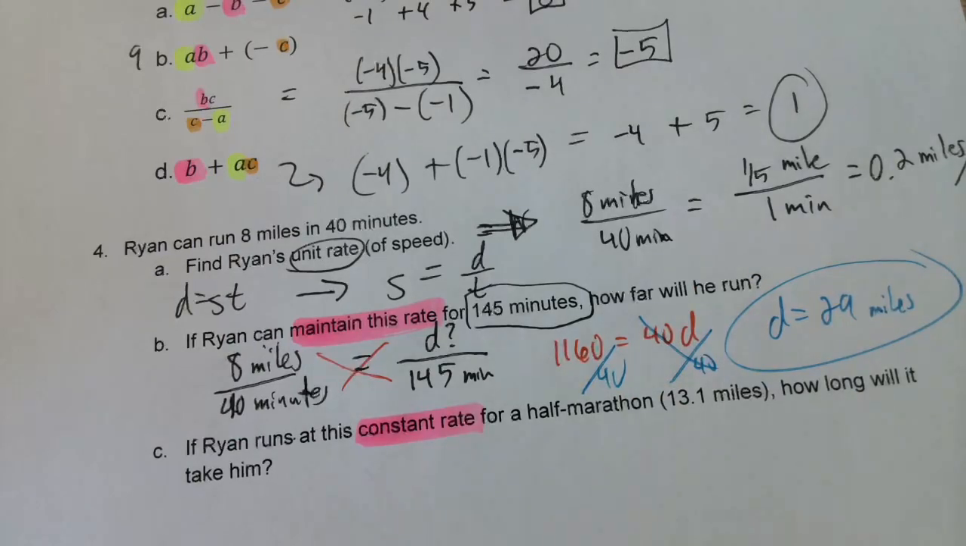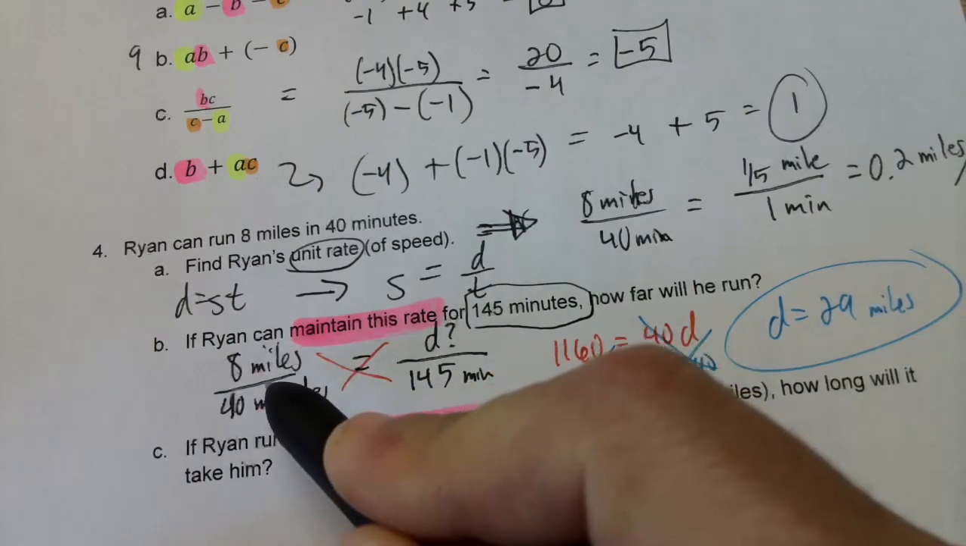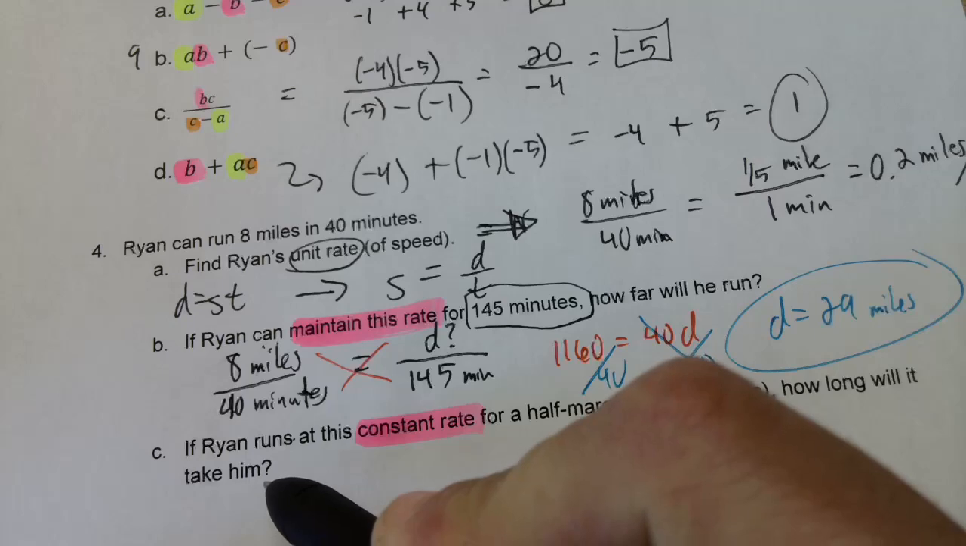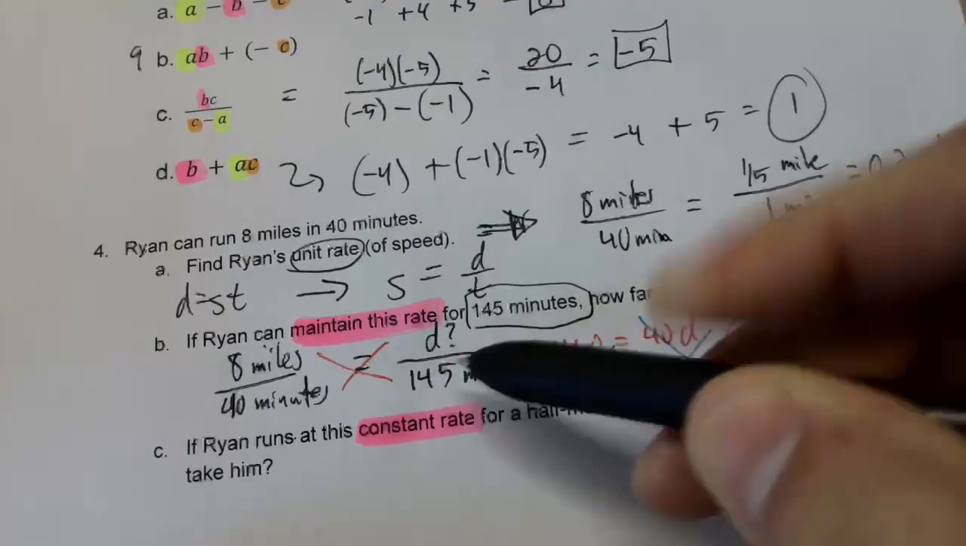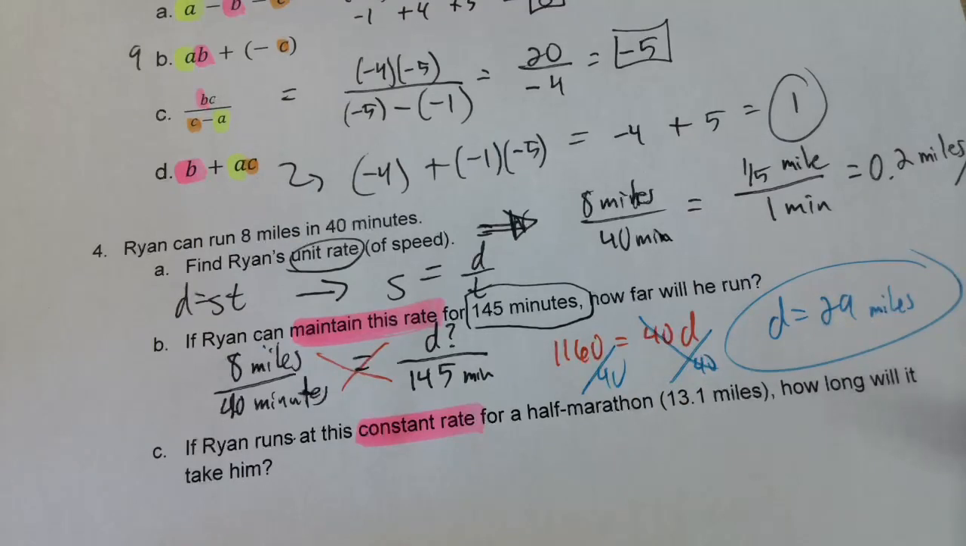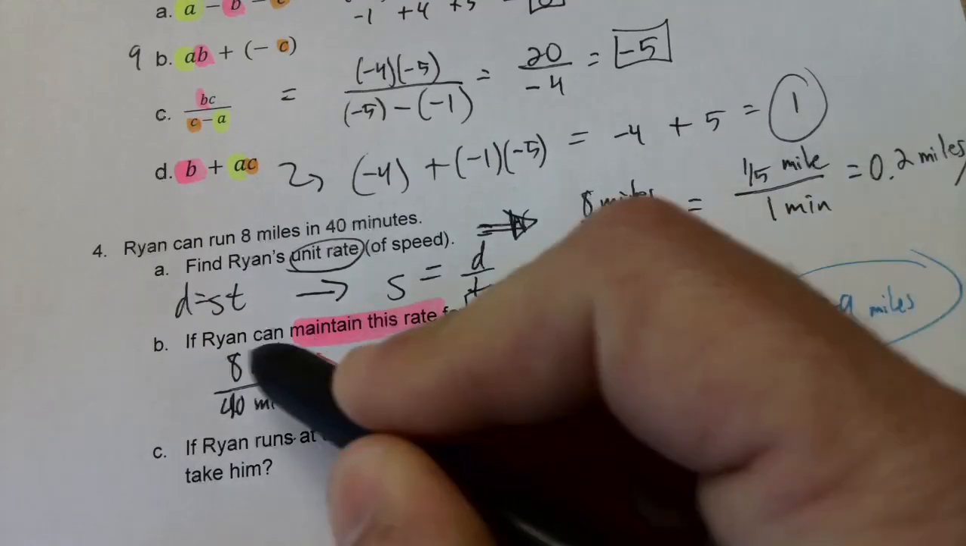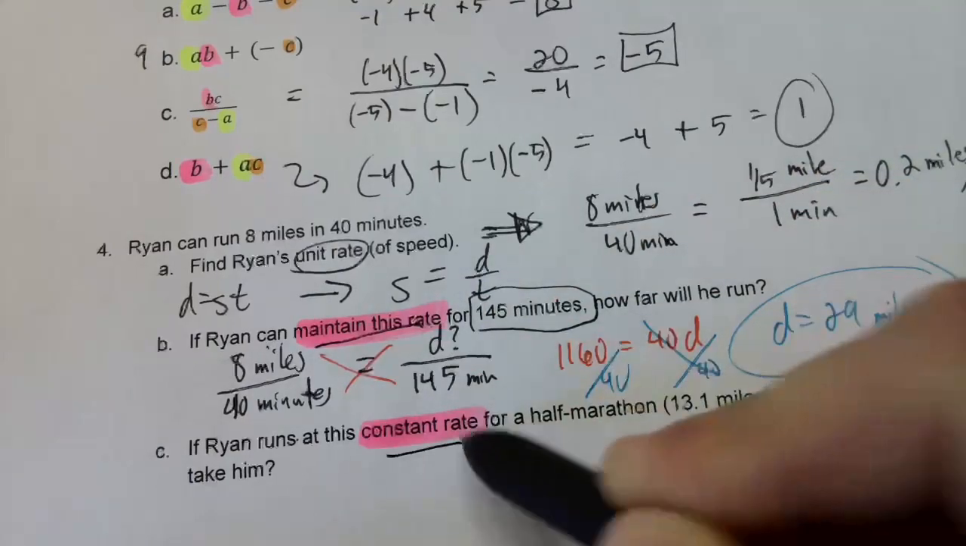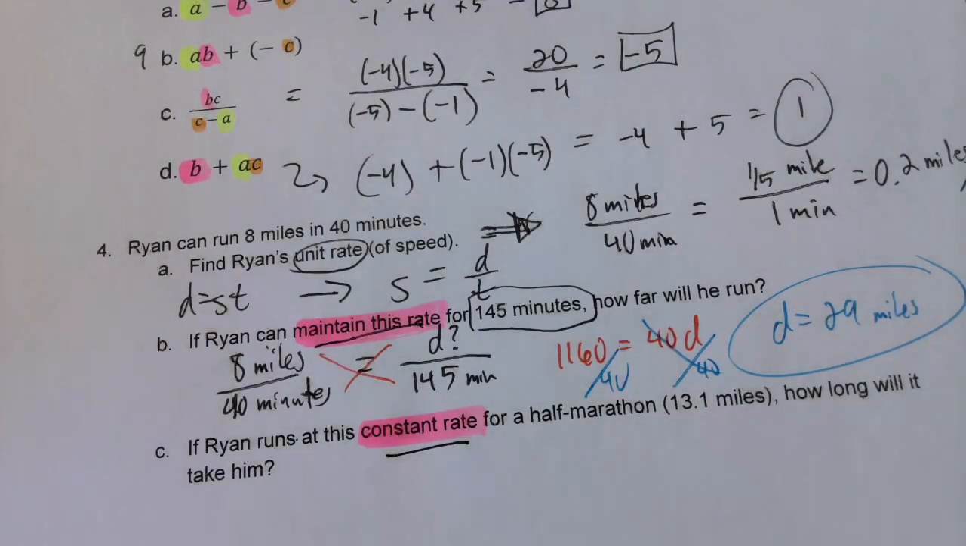Okay? Now think about that. This speed, because that's what miles over minutes is equal to, this speed. That's what miles over minutes still is. Does that make any sense to people? Speed equals speed because it's constant. So that's why we're setting the fractions equal to each other.